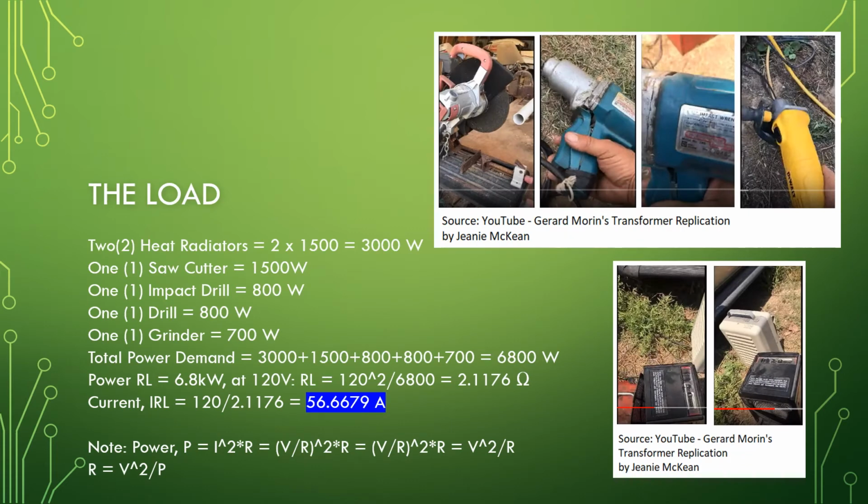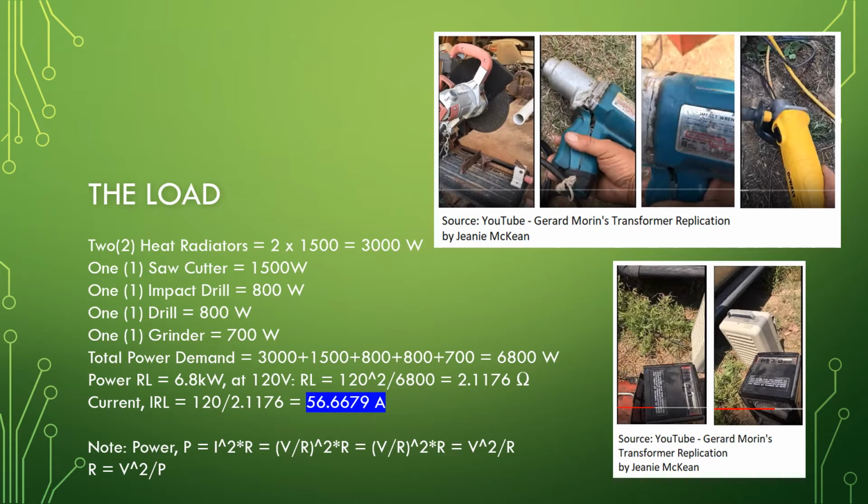The load. 2 heat radiators equal 2 times 1500 equals 3000 watt. 1 saw cutter equals 1500 watt. 1 impact drill equals 800 watt. 1 drill equals 800 watt. 1 grinder equals 700 watt. Total power demand equals 3000 plus 1500 plus 800 plus 800 plus 700 equals 6800 watt.